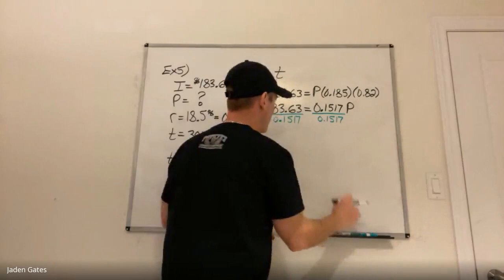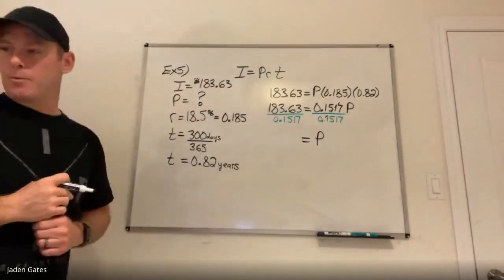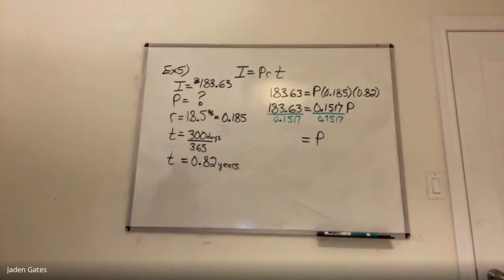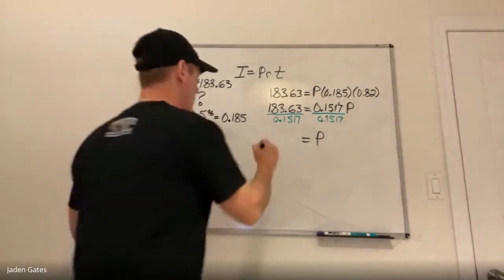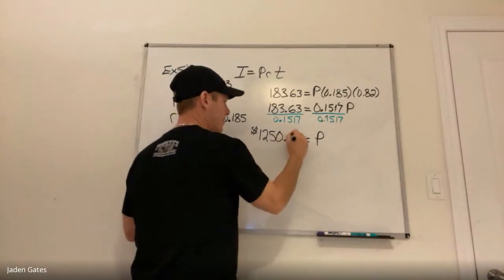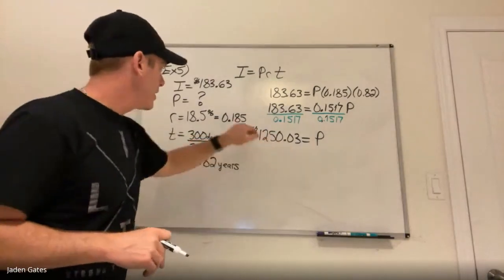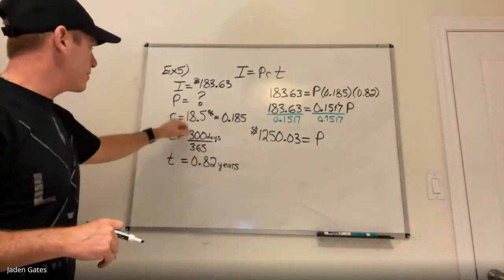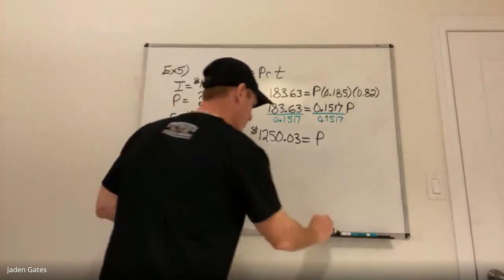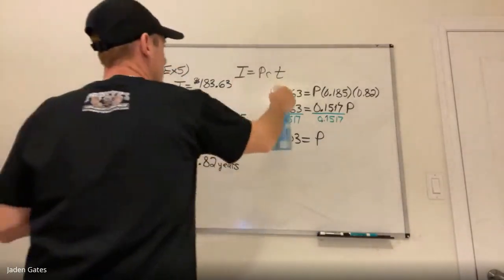And let's see here. Those divide each other out, and so I take 183.63, I divide it by my 0.1517, and it looks like Dave charged $1,250.03. All right, so if you borrow that much money at this interest rate for 300 days, that's how much interest he would be charged. All right, let's do one more of those. Again, just trying to find most of the variables here.